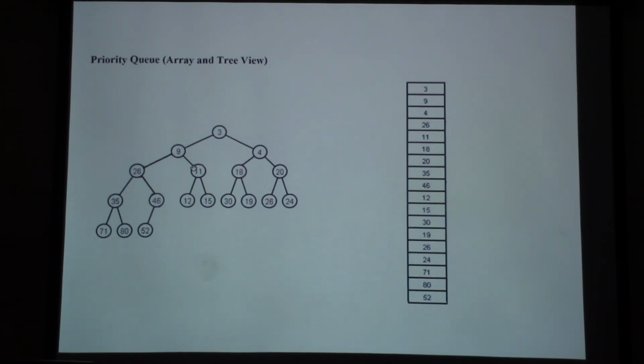That's 15. So we have 18 elements. So you understand this is a min heap. This is a min heap, right? But it's more than a min heap. It's also a priority queue.